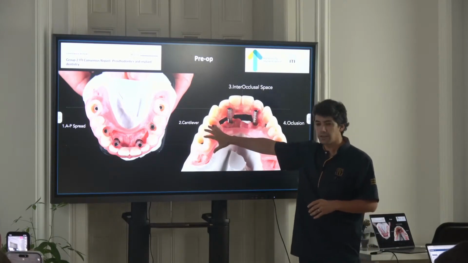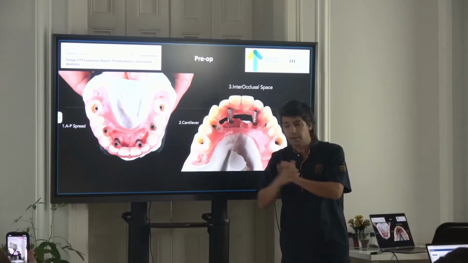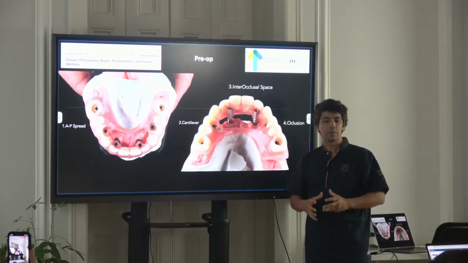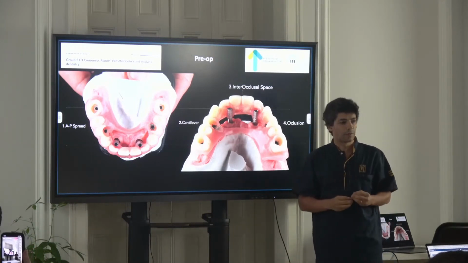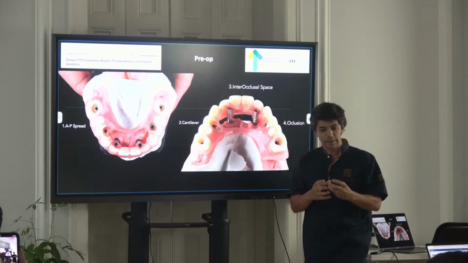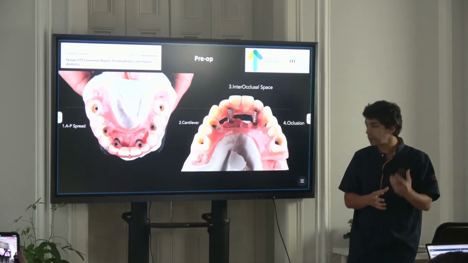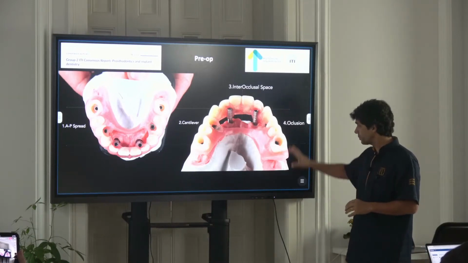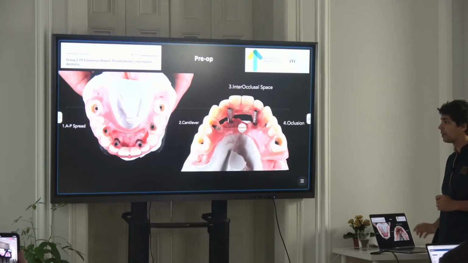Then, of course, the cantilevers; the non-existent cantilevers bring more stability. Then the interocclusal space, which is of major importance for the initial phase of the treatment, which in fact is closely related with a higher rate of osseointegration and better ISQ final results. And then of course the occlusion, which brings us here today.